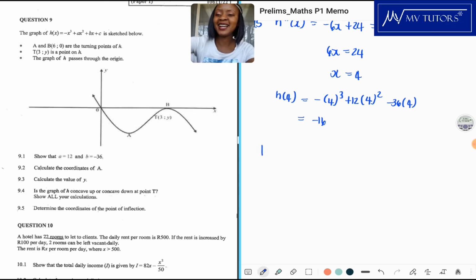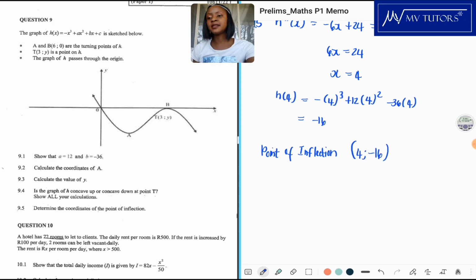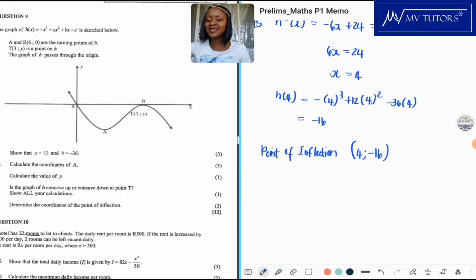let's just write it out. Point of inflection, but I guess you can put pi, 4 and negative 16. So therefore, we just see it definitely was concave up. Okay, and we are done. How many marks? 2 marks.